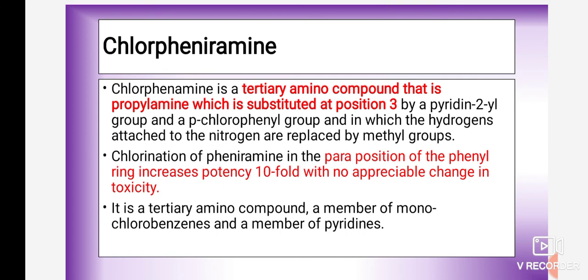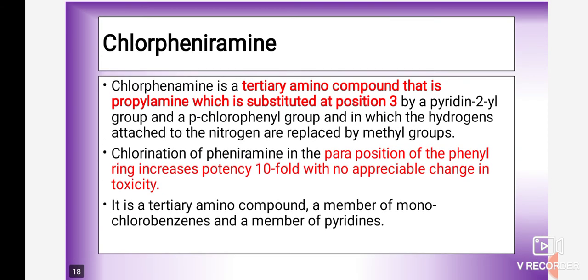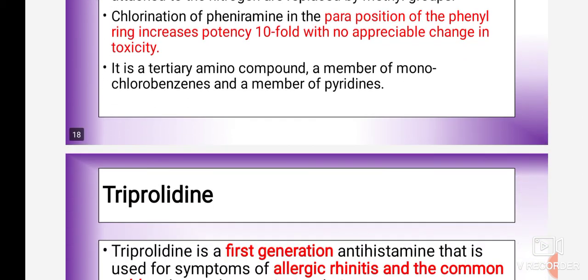There is no appreciable change in the toxicity. That means if pheniramine has specific toxicity, we try to minimize it, but there is no appreciable change in toxicity, though there is an increase in the potency, or in the activity of the drug. It is a tertiary amino compound, a member of monochlorobenzenes, and a member of pyridines.